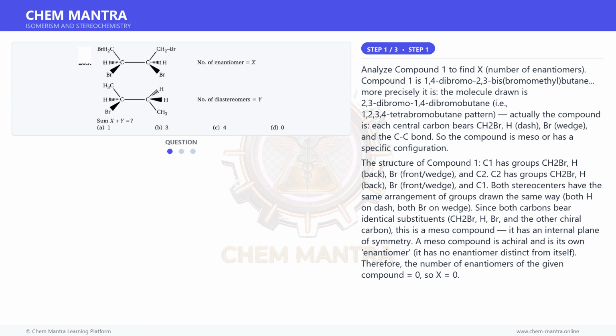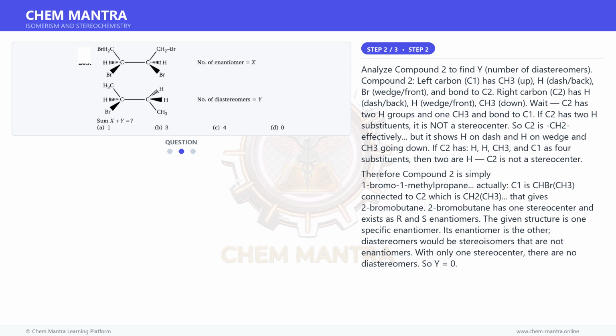Since both carbons bear identical substituents, CH2Br, H, Br, and the other chiral carbon, this is a meso compound. It has an internal plane of symmetry. A meso compound is achiral and is its own enantiomer. It has no enantiomer distinct from itself. Therefore, the number of enantiomers of the given compound is equal to 0, so X is equal to 0.